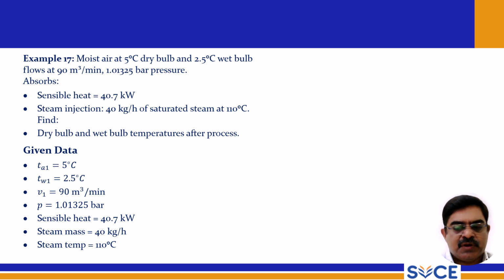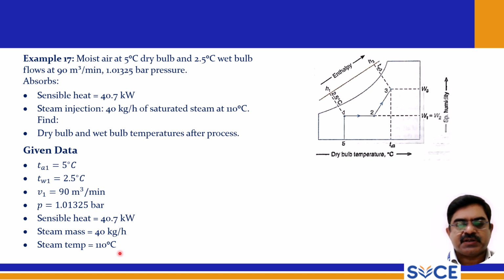So at leaving we have to find, and the given data is Ta1 equal to 5 degrees Celsius, Tw1 equal to 2.5 degrees Celsius, V1 equal to 90 meter cube per minute, P is the pressure 1.01325 bar, and sensible heat equal to 40.7 kilowatts. Steam mass equal to 40 kg per hour. Steam temperature is 110 degrees Celsius.